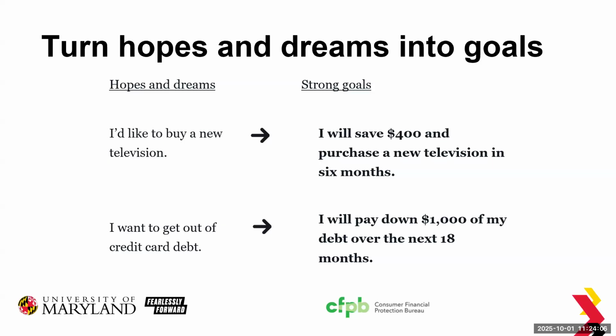Similarly, "I want to get out of credit card debt," right? "I'll pay down $1,000 of my debt over the next 18 months." Again, you need to be specific with your plan to have a nice, strong goal.